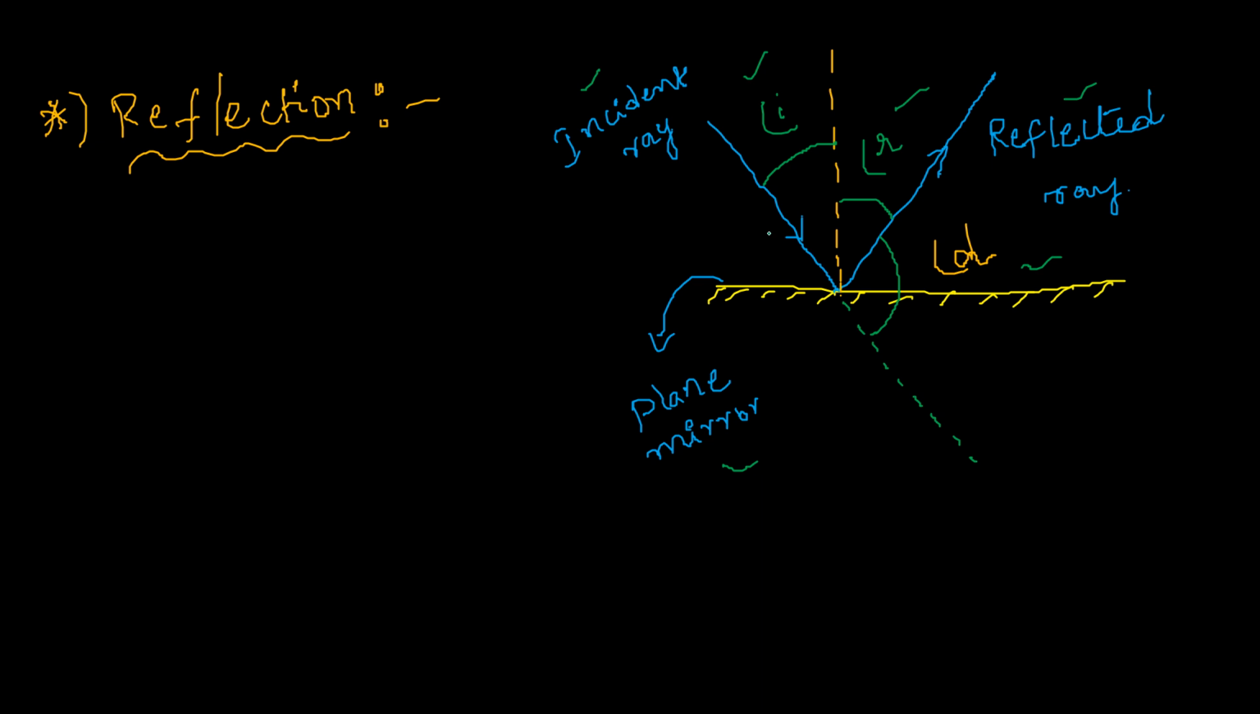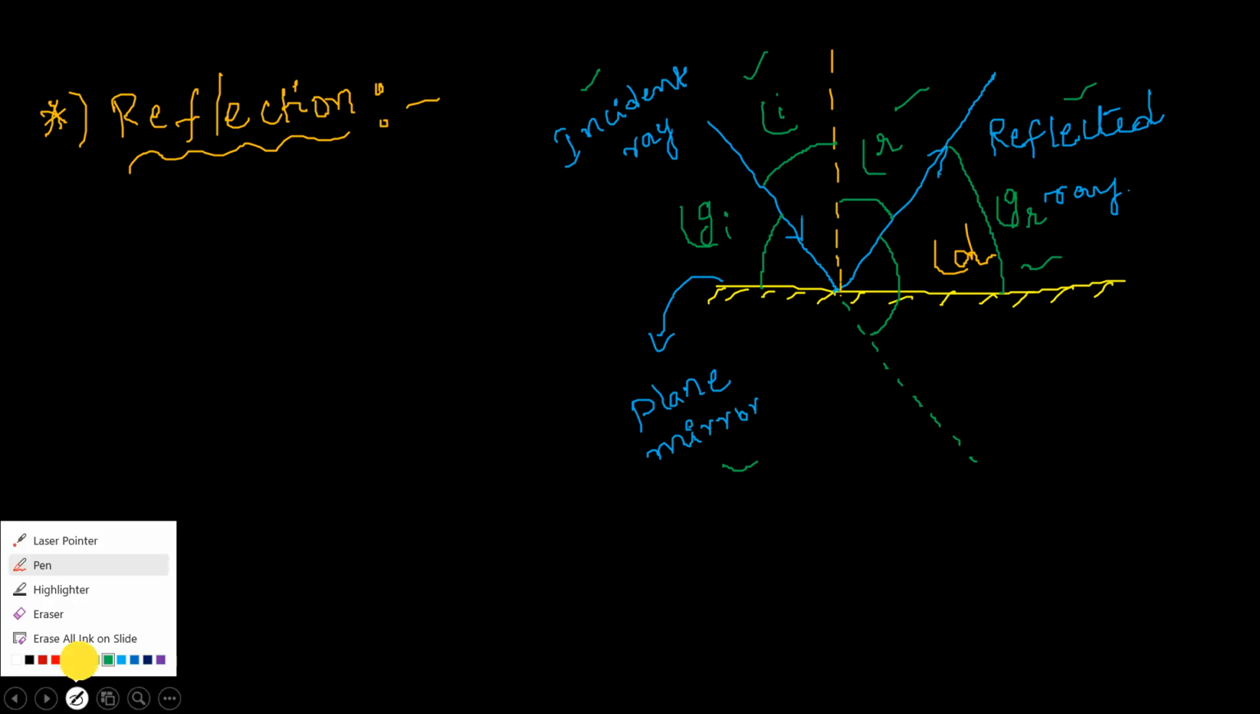One more thing, the glancing angle of incidence. The angle between the incident ray and the plane surface is called the glancing angle of incidence, and the angle between the reflected ray and the plane surface is called the glancing angle of reflection. So we are talking about the glancing angle here.